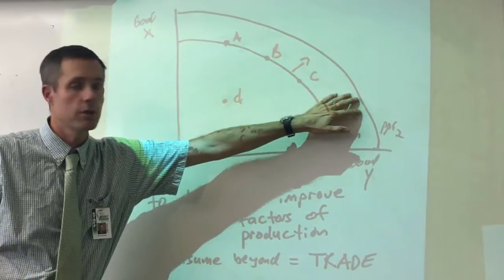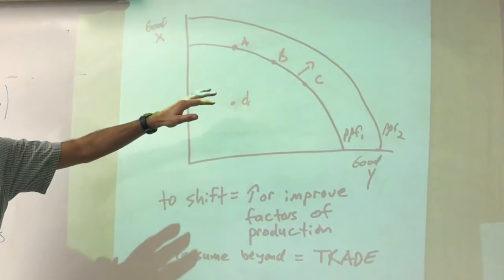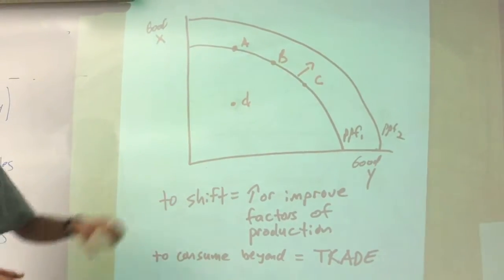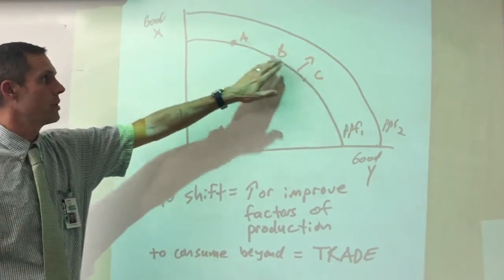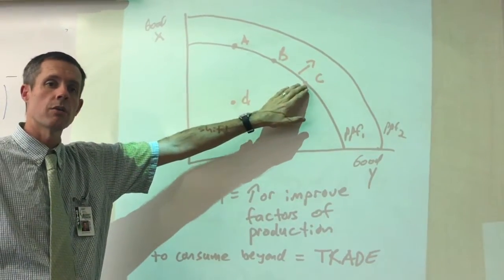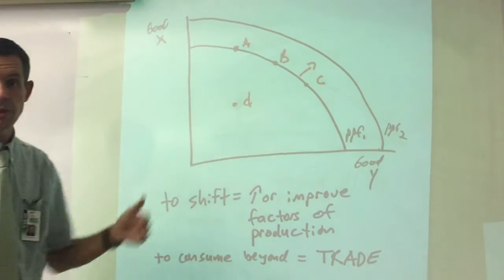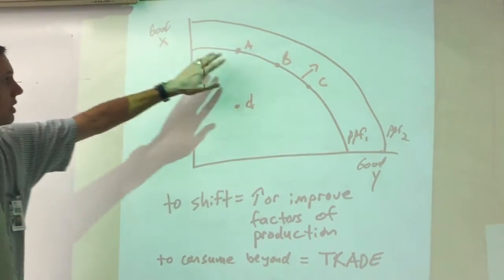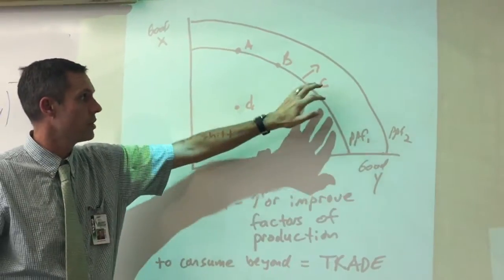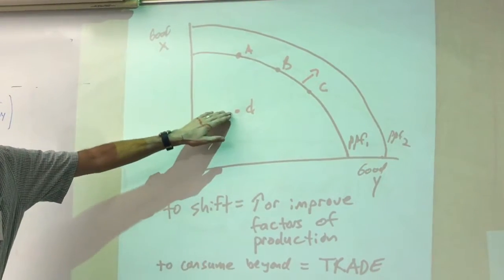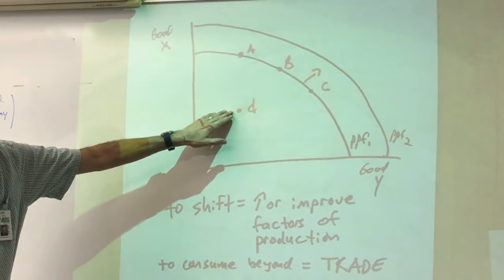To get to PPF 2, you've got to grow in an economy. That means you increase or improve one of your factors of production. Point A, point B, point C, they're all efficient using all resources. Really depends upon what you want. If you want more of good X, you'd be at A. If you want more of good Y, you'd be at C. If you're at point D, you're not using your resources efficiently.